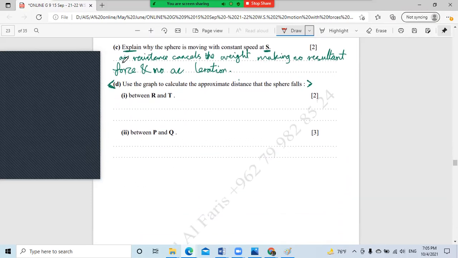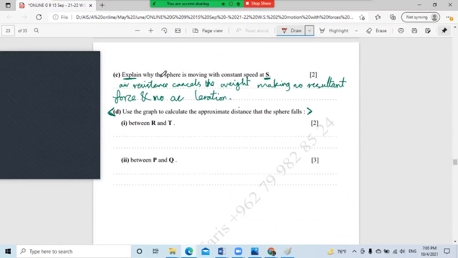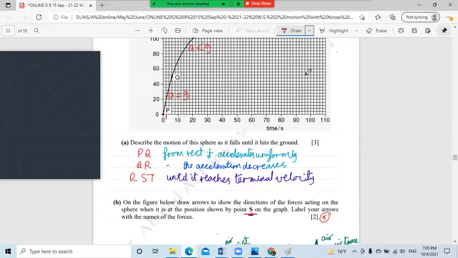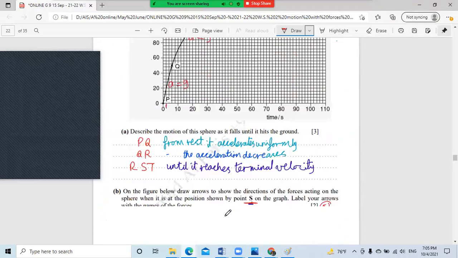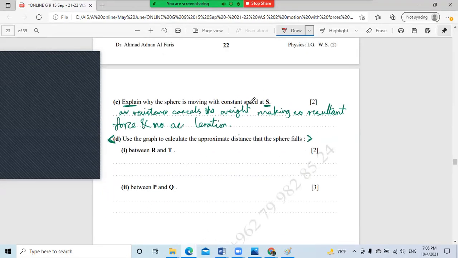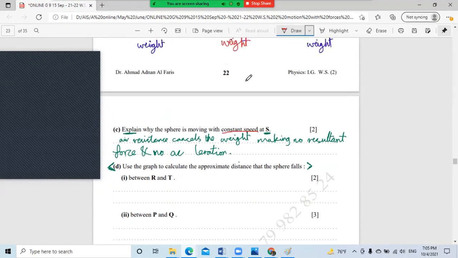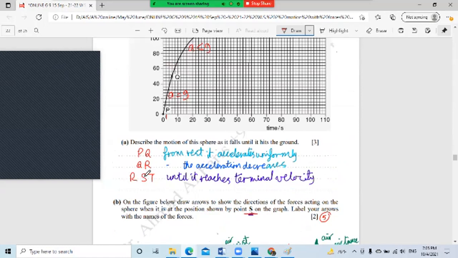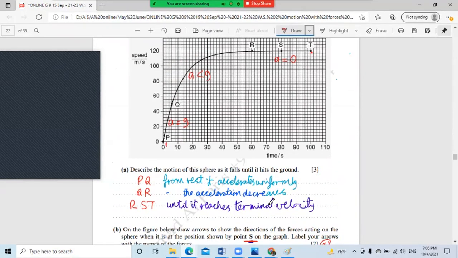Then what they ask, part C: explain why the sphere is moving at a constant speed at S. Why is the sphere moving at constant speed? Let's return back to the graph. They give us an answer here. Constant speed. That means you can write here from R to S to T, it is constant speed, the terminal velocity. So they give us the answer.